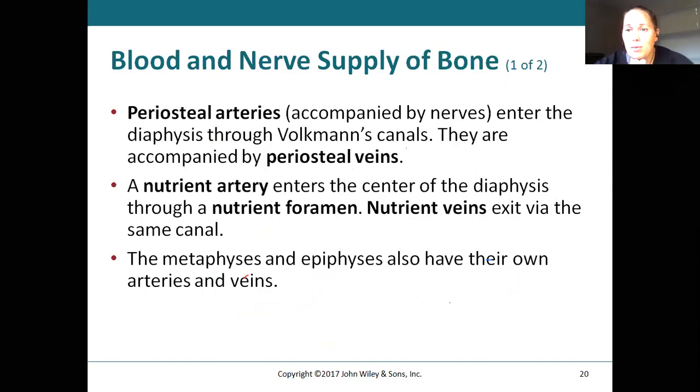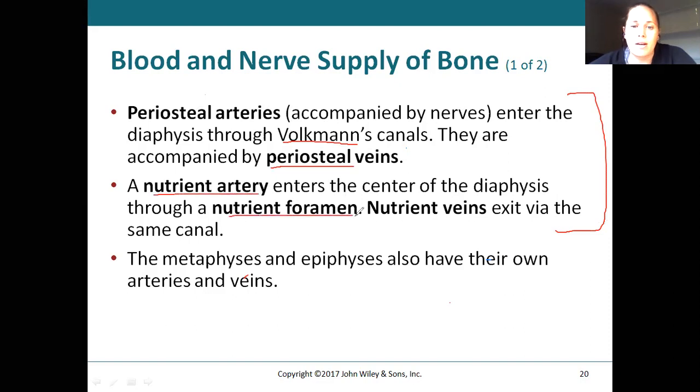In terms of how the bone gets blood supply, there are different arteries supplying blood. When we look at this particular slide, I can break it down into two different types of blood supplies. So these periosteal arteries enter the diaphysis through the Volkmann canals, which I pointed out in a few slides ago, and they are accompanied by periosteal veins. And then the nutrient artery enters the diaphysis through a nutrient foramen, and nutrient veins exit through the same canal.